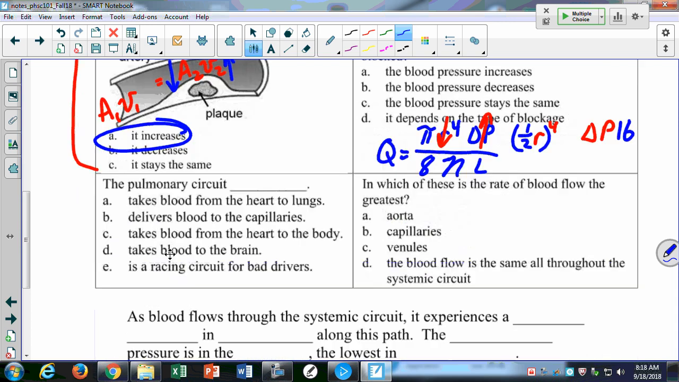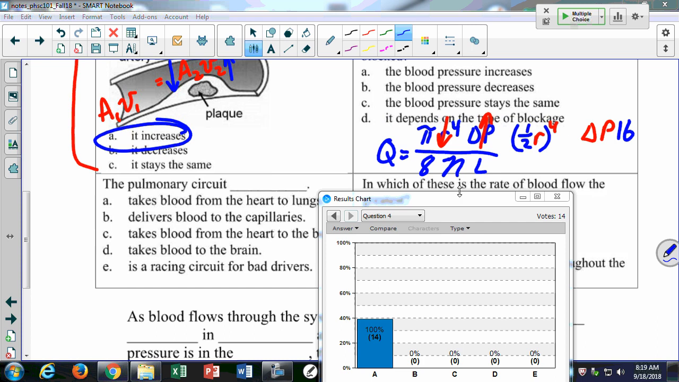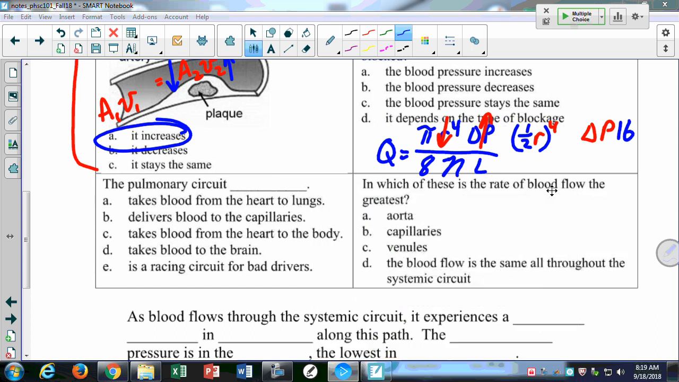What does the pulmonary circuit do? All right, let's stop at 25. Awesome. It takes blood from the heart to the lungs. So anytime you hear lungs, you just think pulmonary.